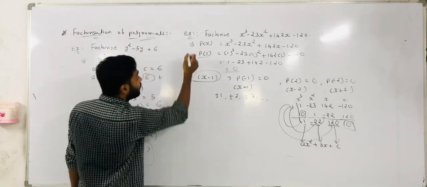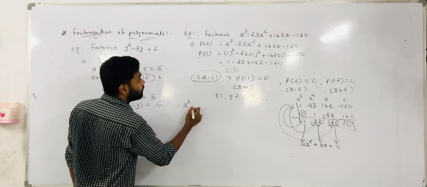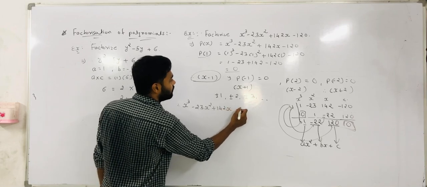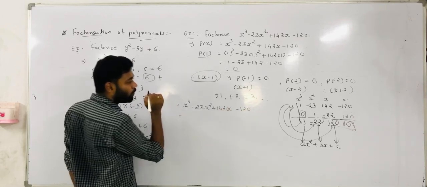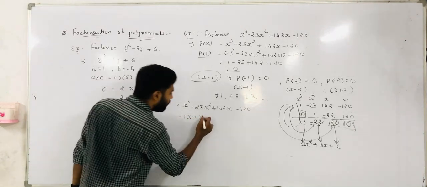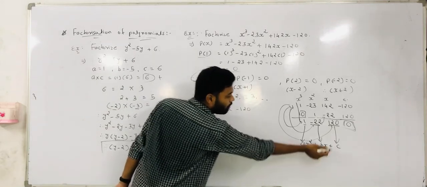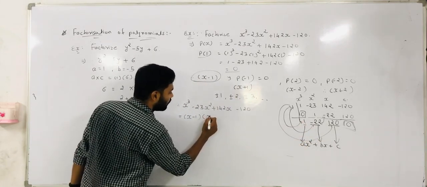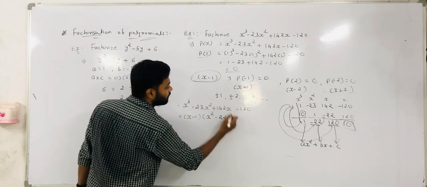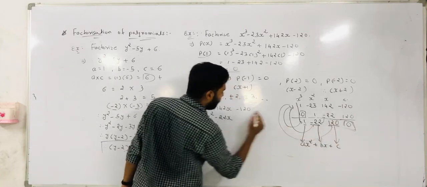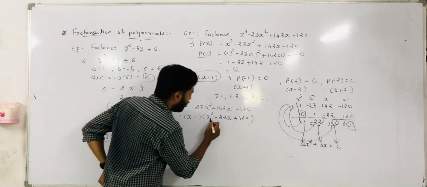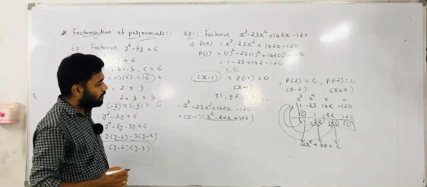x cube minus 23x square plus 142x minus 120 equal to what you can write? So one common factor x minus 1 multiply by quadratic polynomial. तो 1 है a equal to 1, तो you will get x square minus 22 है b की जगह पे. So यहाँ पे आएगा minus 22x. Then c की जगह पे 120 है plus 120. Now यहाँ पे आ गई quadratic polynomial.